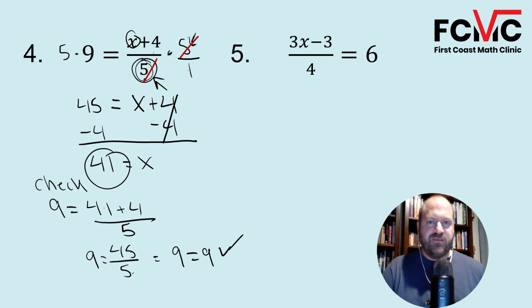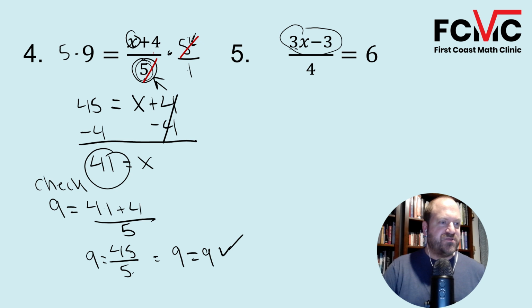Number 5 is 3x minus 3 divided by 4 equals 6. We're going to go through the same process to solve this. It's a little bit bigger in that our numerator is a little bit bigger, right? We've got a coefficient of x here, but we're basically going to go through the same steps. So first thing we want to do is let's get rid of that denominator, right? We're dividing by 4, so how do we undo division? Let's multiply. So to undo dividing by 4, let's multiply times 4 and times 4.